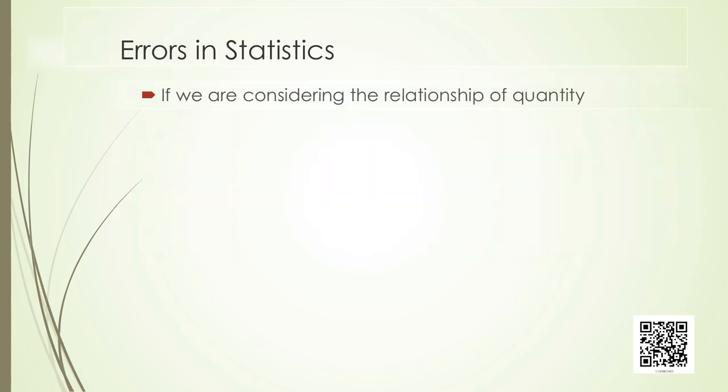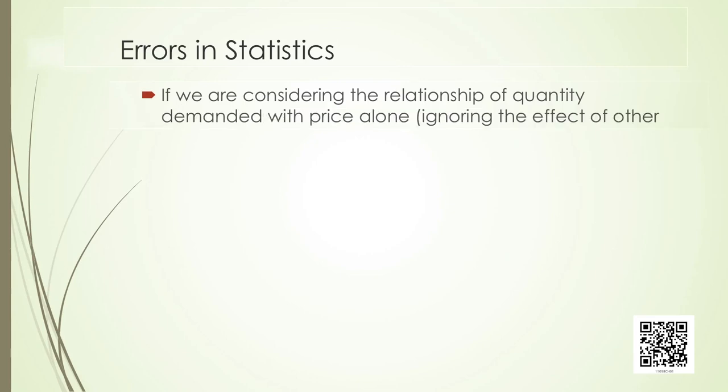If we are considering the relationship of quantity demanded with price alone, ignoring the effect of the other variables, the relationship is bound to be in error. Let us take another example. Suppose we are examining by what proportion the demand for a certain commodity would decrease if its price increases by 1%. Intuitively, we can say that the quantity demanded of the commodity would decrease if its price increases.